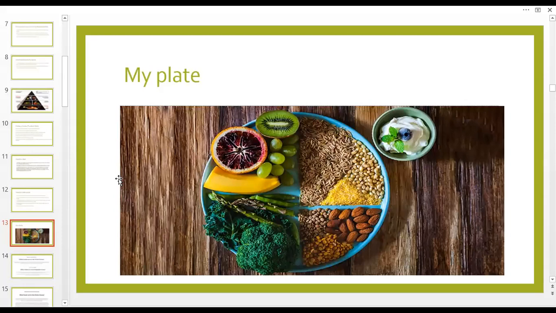Now, coming to the concept of MyPlate, which was developed by the United States. In this they have discussed that one side of the plate should constitute fruits and vegetables, the other side should include grains and pulses and nuts, and there should be a cup or amount of dairy product daily in the diet.